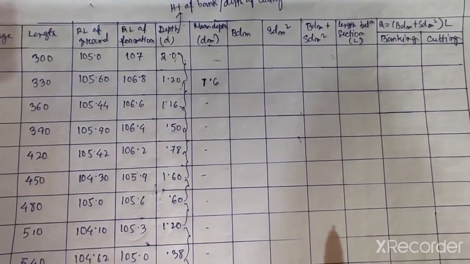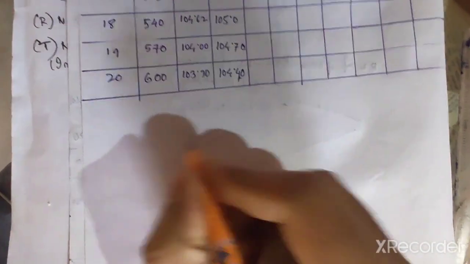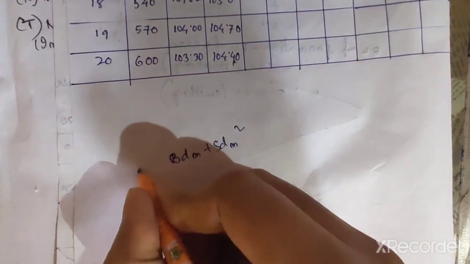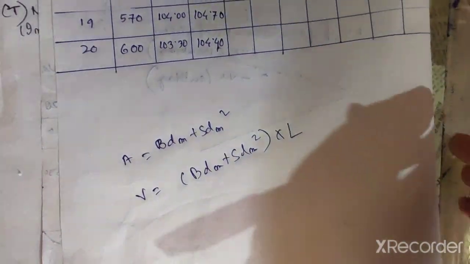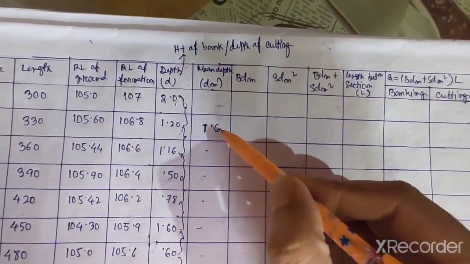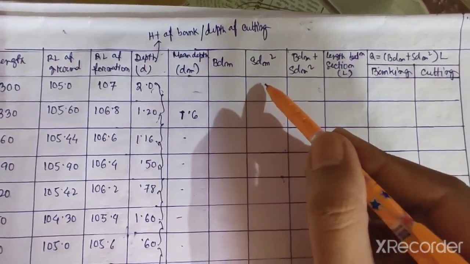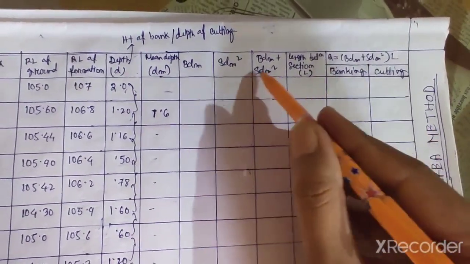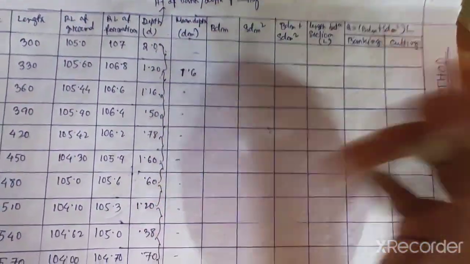So what was the formula to find out the total quantity, total area according to mid-sectional method? If you remember, then it was nothing but (BDM plus SDM square), that was the area, and the volume was (BDM plus SDM square) multiplied by L. So that is exactly what we are doing here. First of all, we are finding out DM, then we'll multiply DM by B, and B is given in the question, and then we'll calculate SDM square, then we'll calculate the total area, BDM plus SDM square, and then we'll find out the length, and then multiply (BDM plus SDM square) by L, okay, where we'll get the total quantity. Now let us calculate all these values.